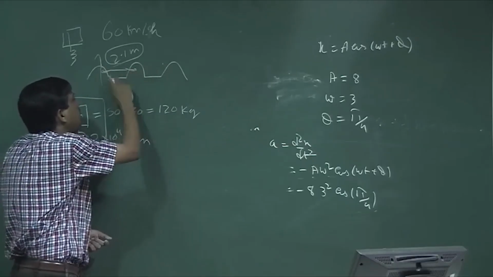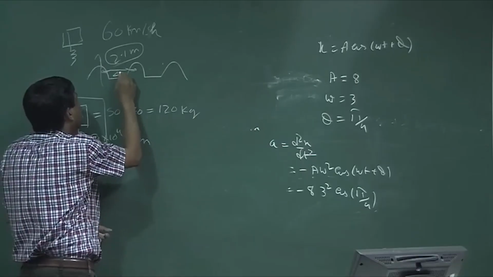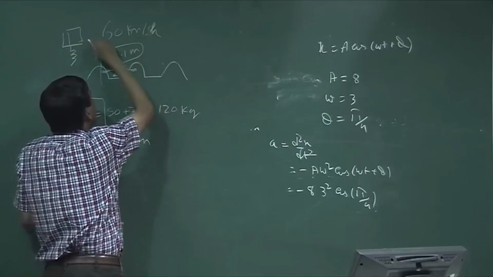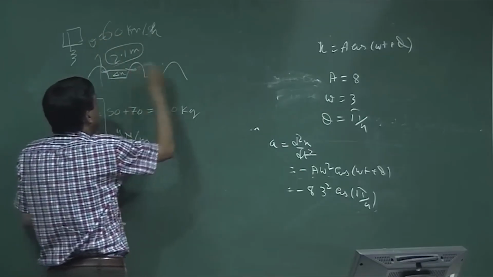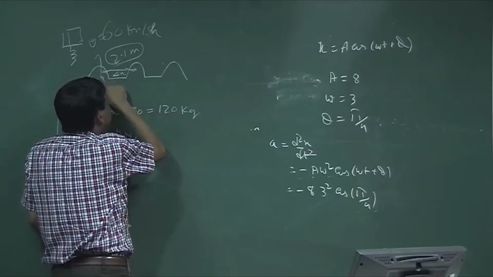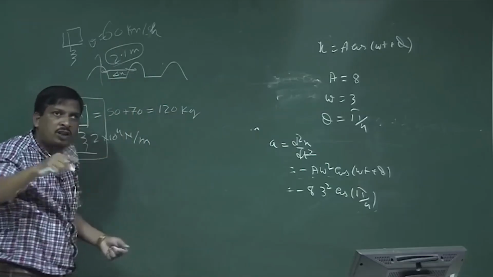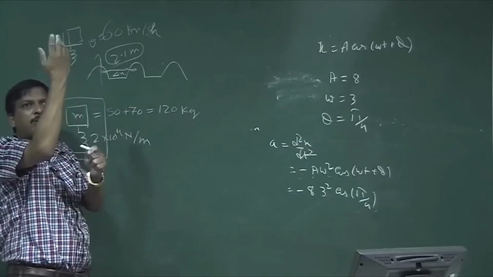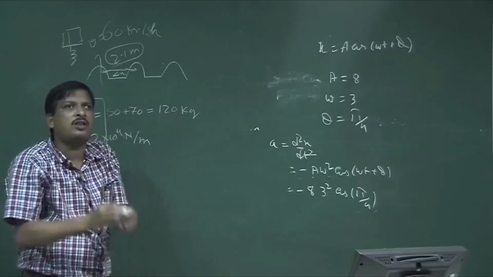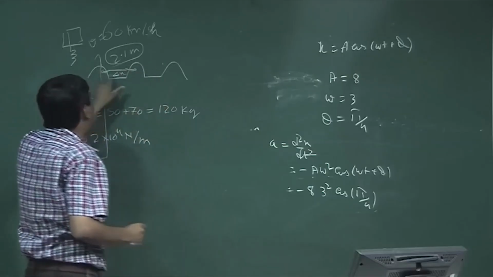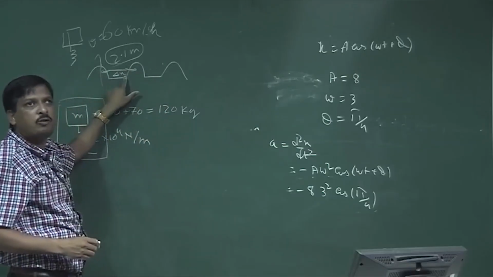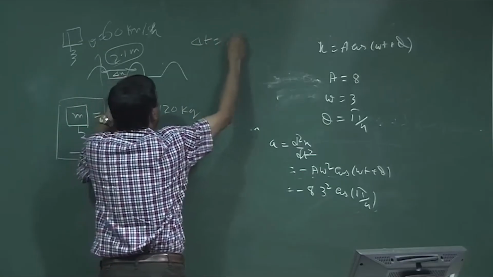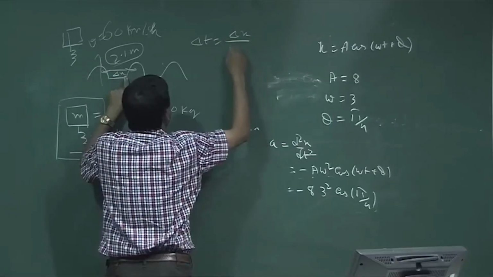So, what is the frequency of that tractor? If the interval is del x and the speed is v, then the time interval between the bumps gives the frequency of that vertical force, because every bump provides a vertical force to the tractor. So, the frequency of that force is nothing but the time taken to cover this interval. So, I can say del t is nothing but del x divided by v.